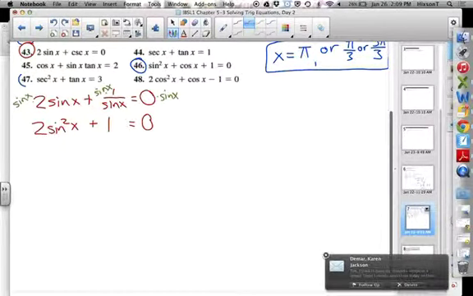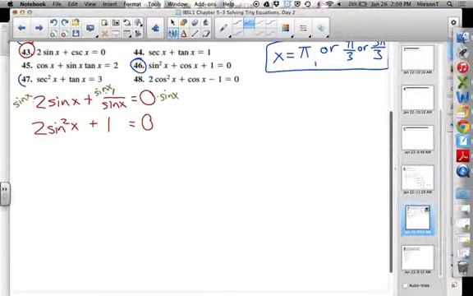Does this change the degree of it and produce an extraneous solution? This does change the degree. We're multiplying by a sine, so it is possible that we could end up with extraneous roots here. So we will need to check our answer at the end.